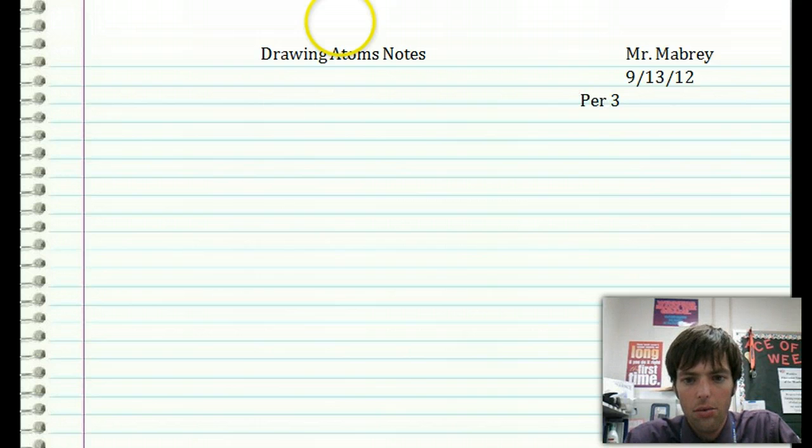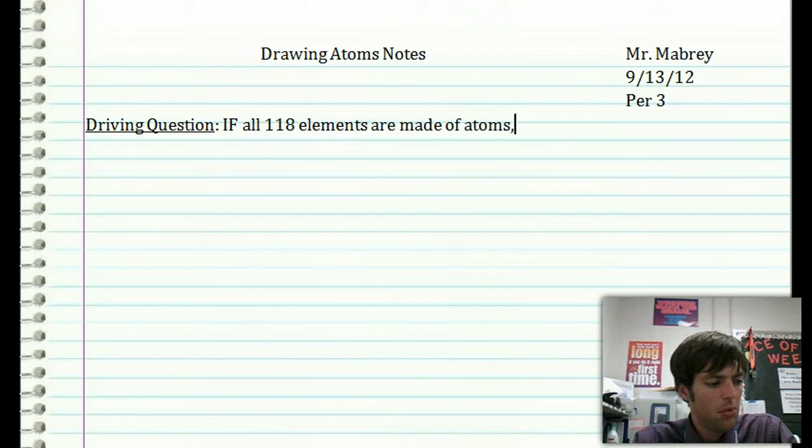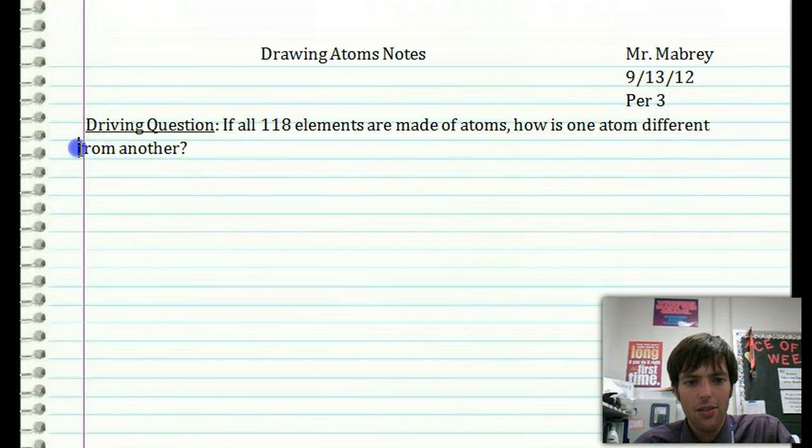And let's start off with writing out what I like to call our driving question for today. So our driving question is, if all 118 elements are made of atoms, how is one atom different from another? Pretty great question if you ask me. We've got tons of different elements. How are they all supposed to be different?